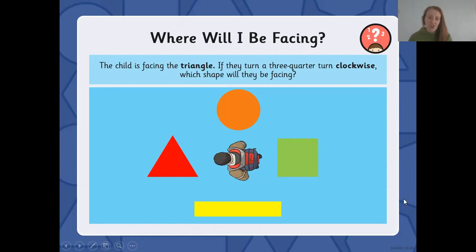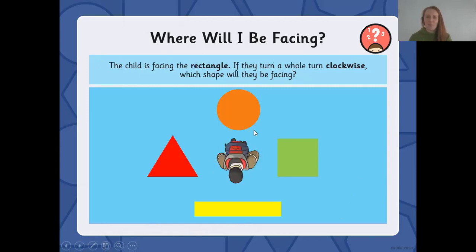If they turn a 3/4 turn clockwise, which shape will they be facing? So let's count. 1/4 turn, 2/4 turns, 3/4 turns would be the rectangle. Well done if you got it. And we're still going clockwise. Now he's facing the rectangle.